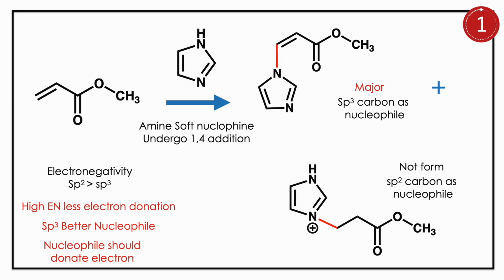So sp3 carbon is the better nucleophile which attacks. You have the final product which is sp3 hybridized nitrogen. The concept you have to learn here is, in nucleophilicity, the electron donation is important. sp3 nitrogen is less electronegative which attacks. You have the final Michael product.